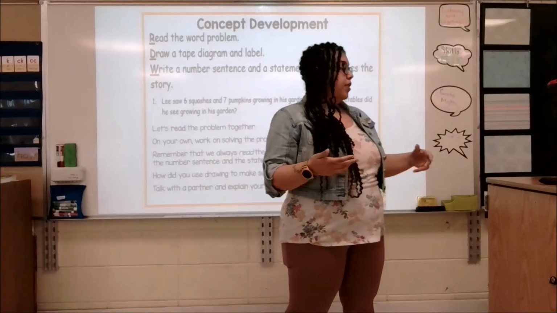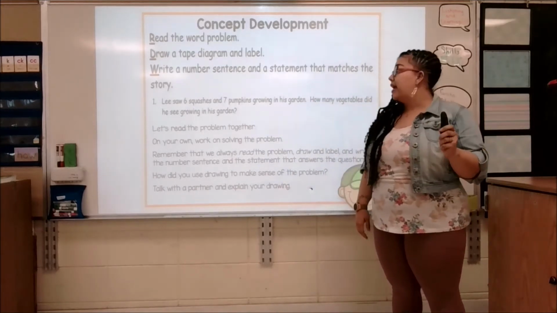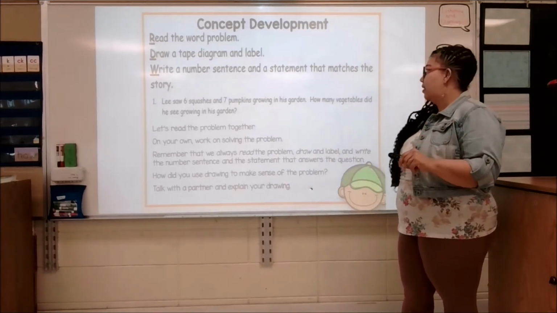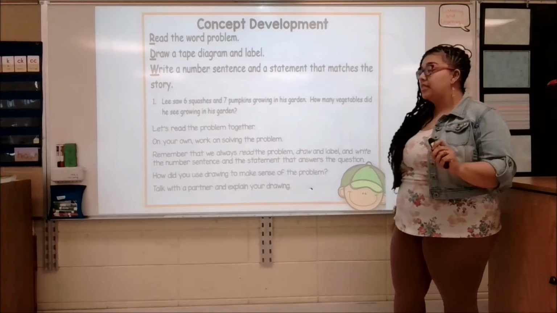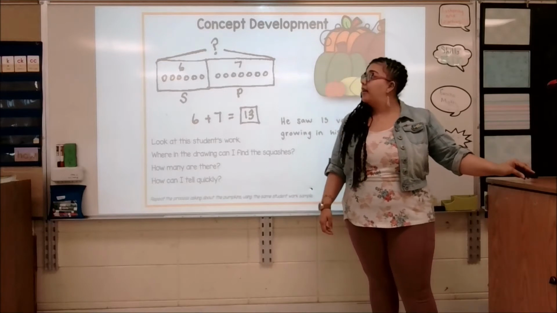So like, for example, this problem here given, it reads, Lee saw 6 squashes and 7 pumpkins growing in his garden. How many vegetables did he see growing in his garden? Okay, what we're going to do is we're going to look at it as such.